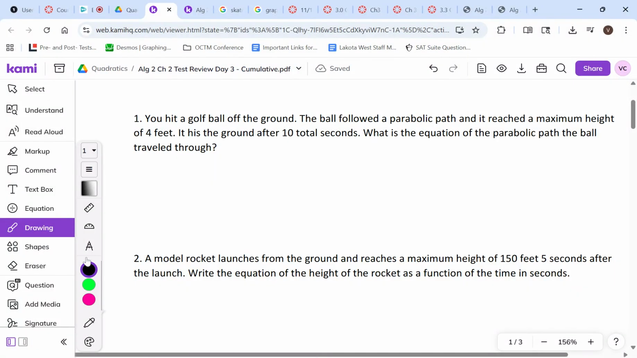All of these are similar. Number 1, you hit a golf ball off the ground, and the ball is following a parabolic path, reaches a maximum height of 4 feet. This word right here, max, should stand out. We'll come back to that in a moment. It should say it hits the ground after a total of 10 seconds. What is the equation of the parabolic path the ball traveled through?